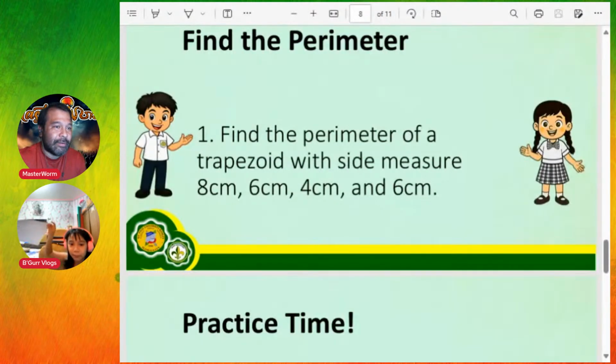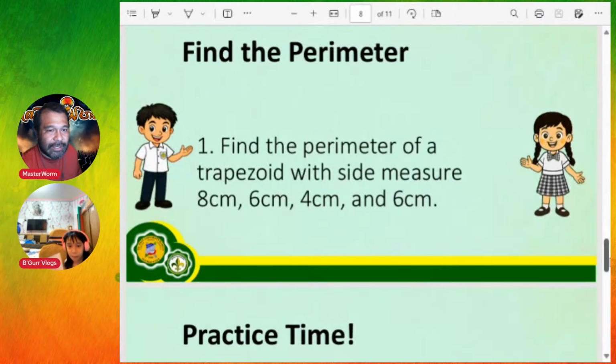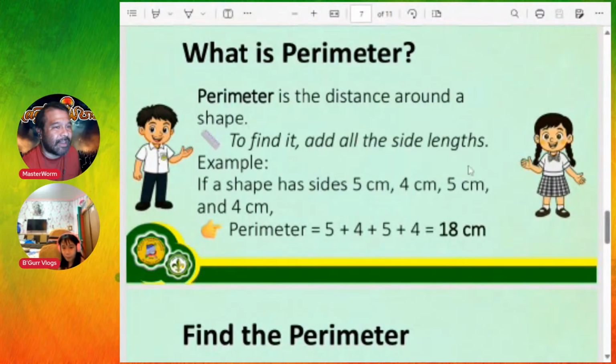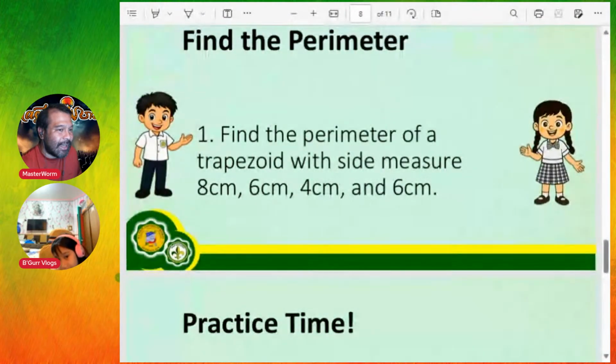So find the perimeter of the trapezoid with side measurements of 8 centimeters, 6 centimeters, 4 centimeters, and 6 centimeters. You read a while ago the meaning of perimeter, which is the distance around the shape. To find it, add all the side lengths. So if those are the side lengths here, all you have to do is add 8 plus 6 plus 4 plus 6. What is the answer?